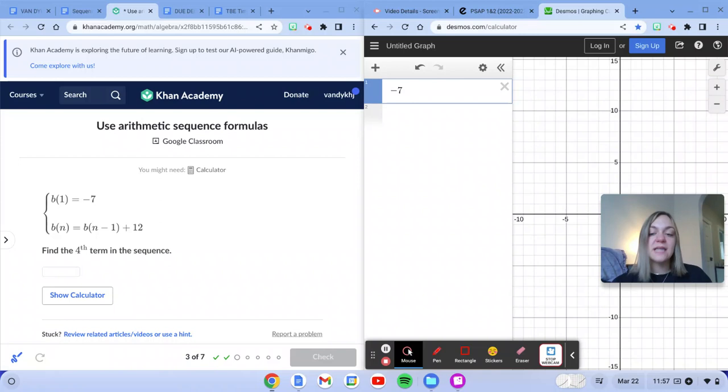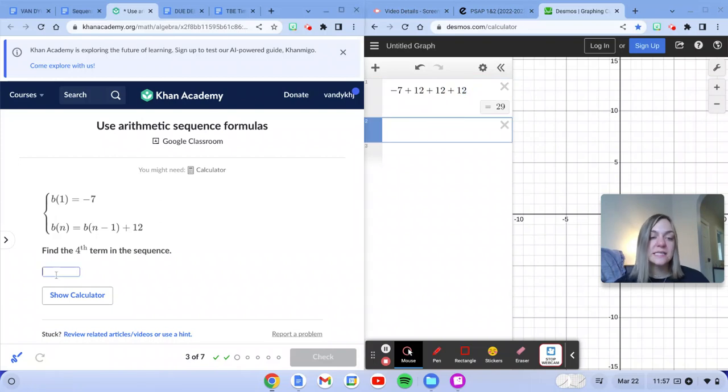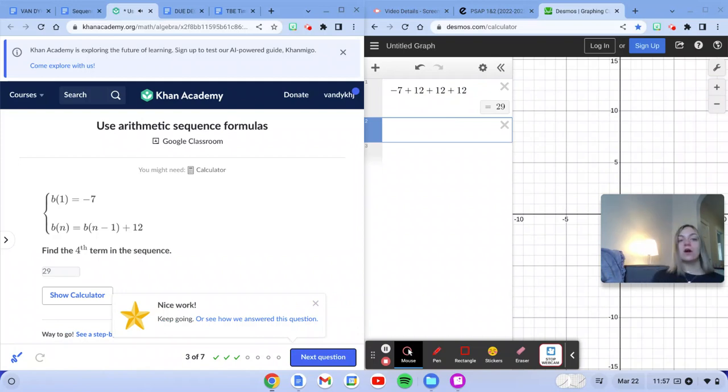So the first term is negative 7. I'm going to add 12 for the second term. Add 12 again for the third term. Add 12 again for the fourth term. So this is term 1, 2, 3, and 4. So the fourth term in this sequence is going to be 29. We're looking at the very end to see what our function is telling us to do, what we're going to add or subtract by for every single term.